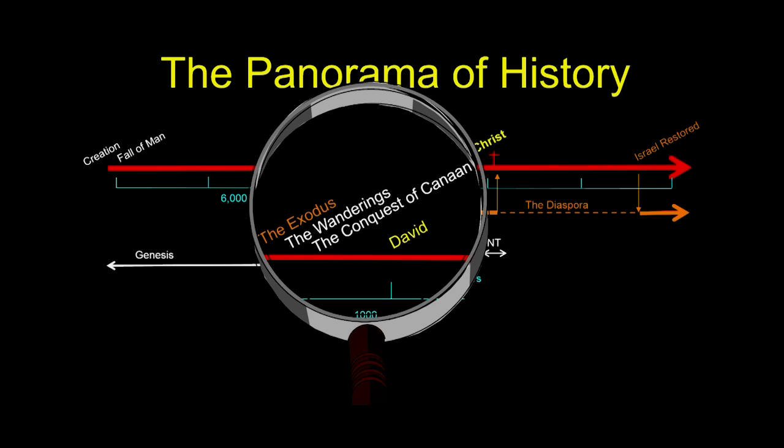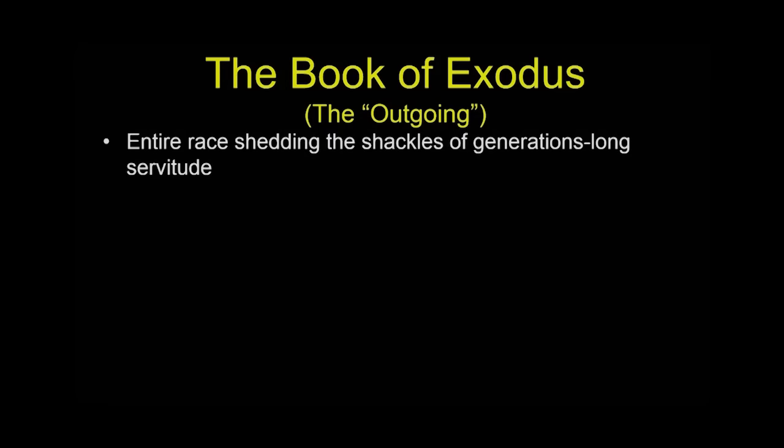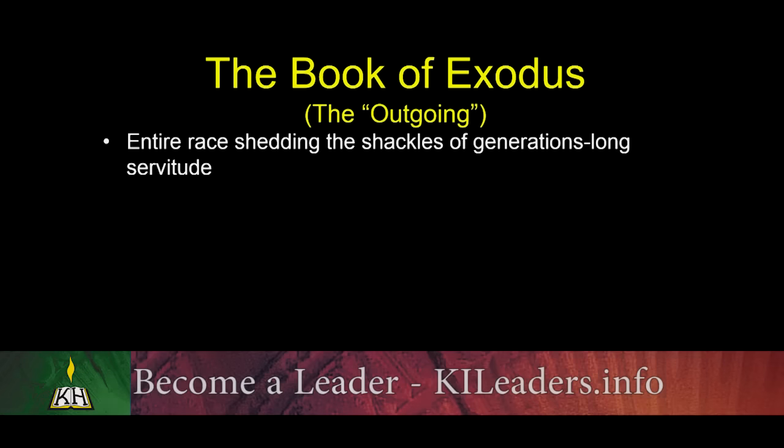We're going to go through the Exodus, all the way up to monarchy in the next two sessions. So we're going to talk about the wanderings and the conquest of Canaan and so on. The name of the book of Exodus in the Hebrew means the outgoing, the Exodus. And the entire race will be shedding the shackles of generation-long servitude.